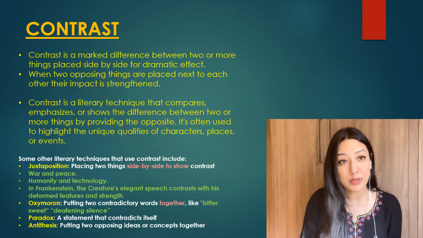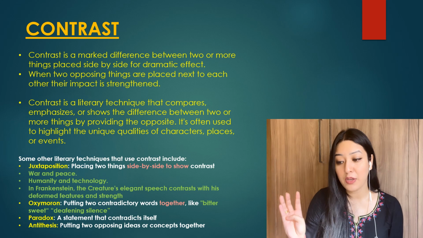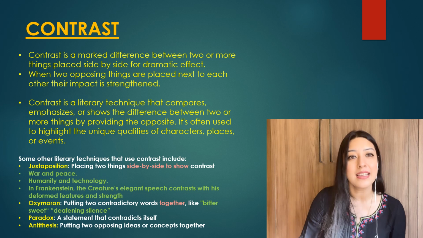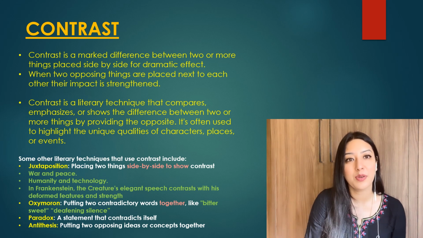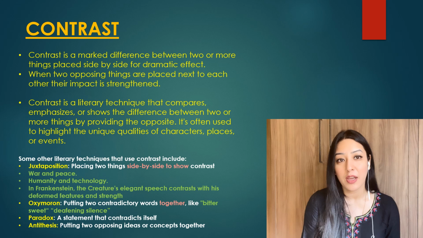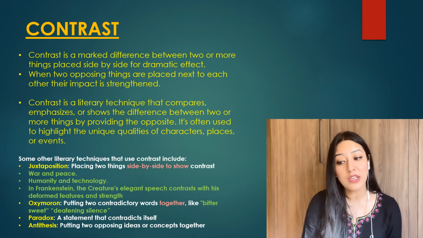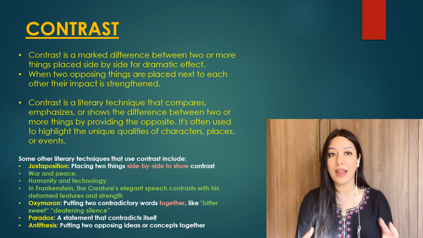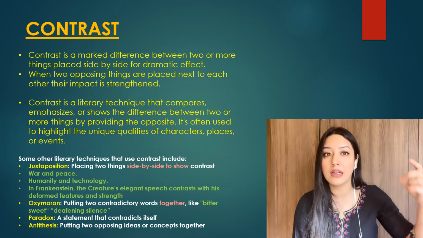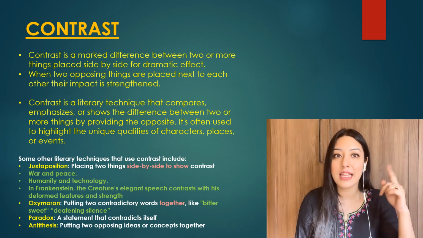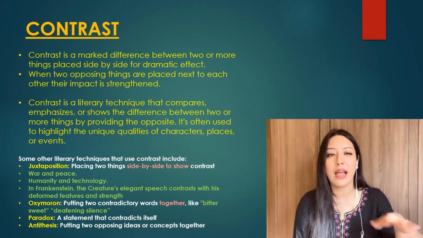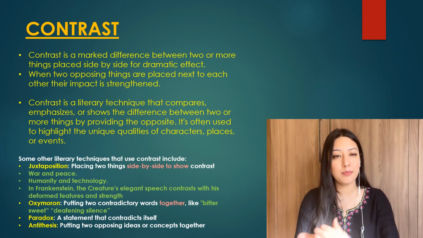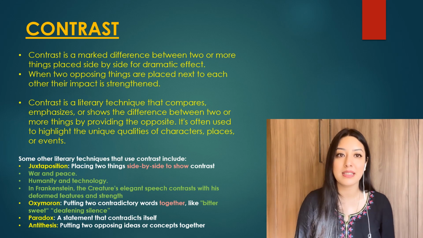Similarly, these are examples of juxtaposition. War and peace. Then you have humanity and technology. You place these ideas, these concepts, side by side, and you will understand the difference. It will highlight the point to us. Then in Frankenstein, the creature's elegant speech contrasts with its deformed features and strength. The monster learns English from the family whose house he's hiding in. I'm not going to go into the details, but he becomes very refined in his speech, which is a complete contrast with his bodily appearance and physical strength.